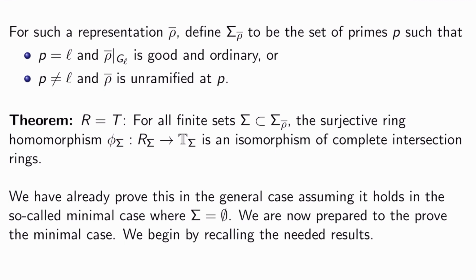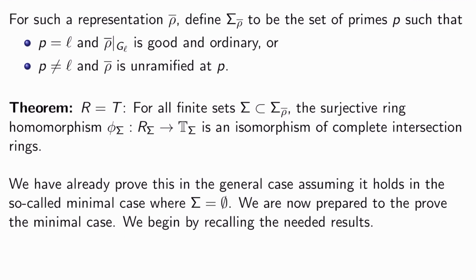It says for all finite sets of primes sigma in sigma sub rho bar, the surjective ring homomorphism phi sigma from the universal type sigma deformation ring R sigma to the universal type sigma Hecke algebra T sub sigma is actually an isomorphism of complete intersection rings. So we've already proven this in the general case where sigma is anything, but we had to assume the so-called minimal case where sigma is the empty set. We're now prepared to prove this theorem in the case where sigma is the empty set.